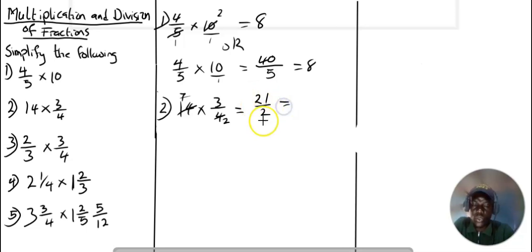And this 21 over 2, remember, you don't leave your fraction like this. 21 divided by 2 will give you a whole number and a remainder, because it cannot go evenly, so you have to break it. You have to change this improper fraction to a mixed fraction. So 21 divided by 2 will give you 10, remainder 1. So you write it as 10, remainder 1 over 2. And this is our answer for number 2.